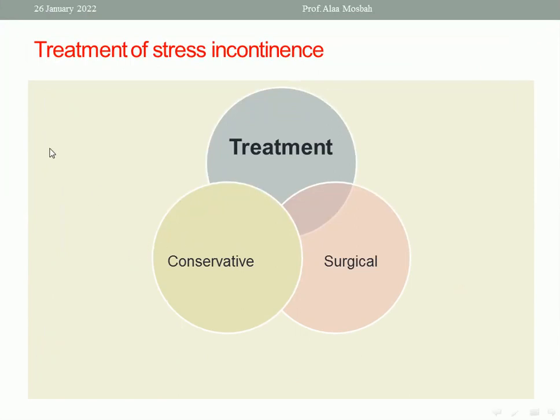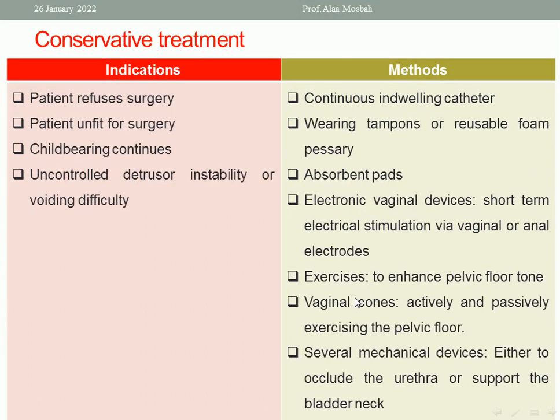What is the treatment? Maybe conservative, maybe surgical. What is the indication of conservative? Maybe the patient is unfit for surgery, or she wants to be pregnant later on, so delay any operation until the patient completes her family because there is a risk of recurrence, or the patient refuses surgery, so you will use conservative treatment, or uncontrolled detrusor instability or voiding difficulty.